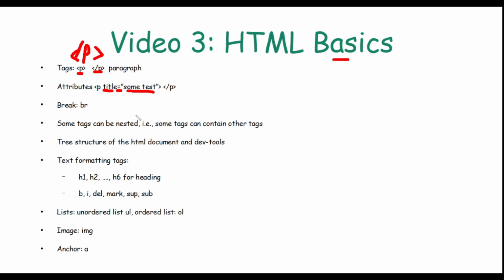Then I will show some tags for formatting text, such as the break tag, which allows us to write a new line. I will show also that tags can be nested. So some tags can contain other tags inside them. This will allow us to organize our document in a tree-like structure.